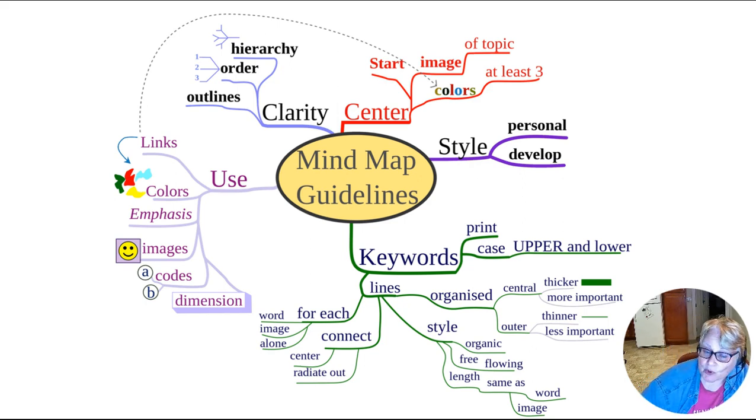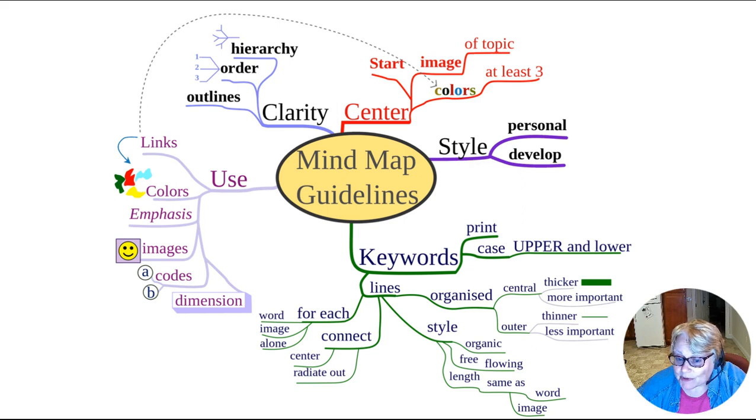Some key words for mind maps include printing versus script. You can use upper and lowercase with what you're doing. Lines should be organized. You should start at the center with the thicker lines, if you're going to make lines thicker and thinner, should indicate the more important things, and the thinner outlines indicate less important things. Just like the way a branch on a tree is structured. Closer to the trunk, it's thicker and it gets thinner and thinner as you get out to twigs.